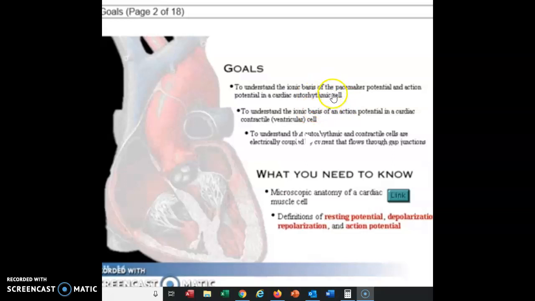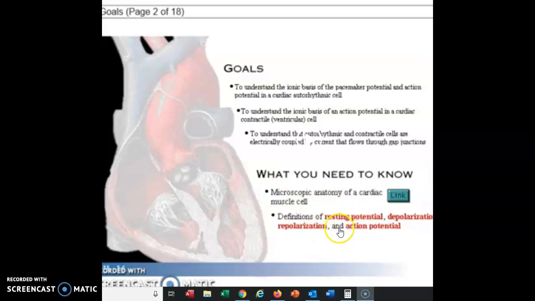Okay, so since we're at the cellular and subcellular level and we're dealing with physiology, we're trying to understand what ions are involved in this action potential and how it is different from a neural action potential. And of course, we want to understand what's going on in both the autorhythmic cells, the cells that make up the parts of the intrinsic conducting system, versus the contractile cells, which make up the majority of the cells in the heart. That's actually the cardiac muscle cells. And then, of course, we want to understand how we send the message from one cell to another.